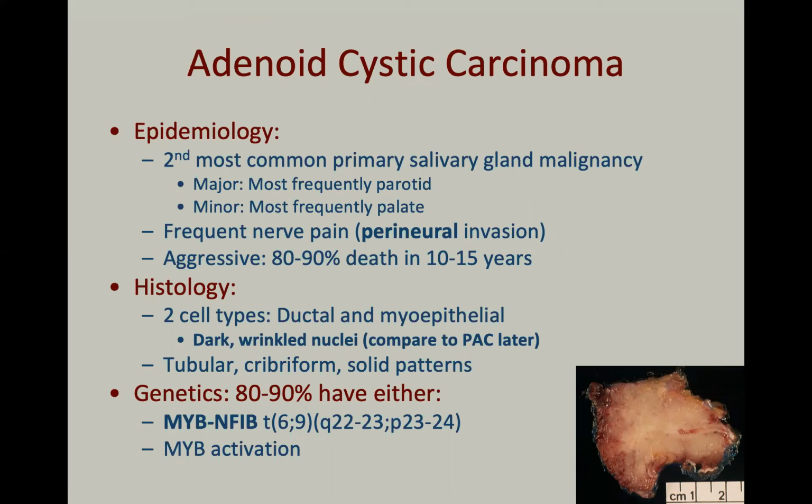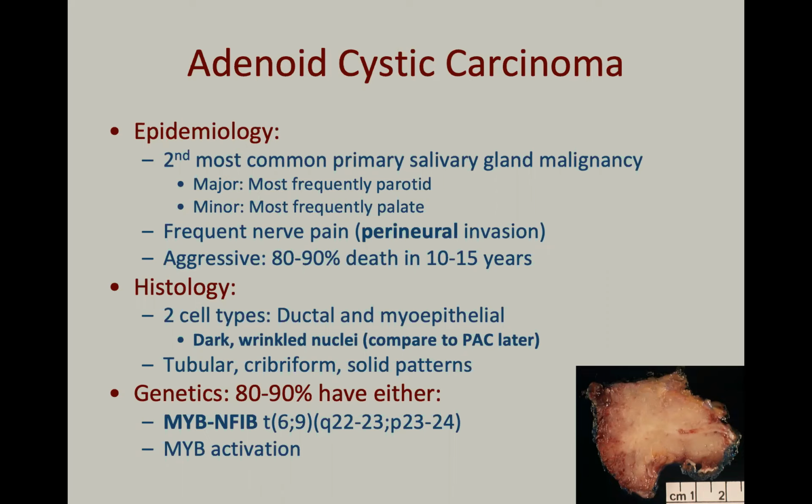Okay, adenoid cystic is the second most common salivary malignancy, either in the parotid or in the palate as the second most common site. These very frequently have perineural invasion, right? We know these patients have frequent pain, nerve pain. If you think about it, because these have frequent perineural invasion, they can be hard to resect because the tumor tracks along the nerves. It can track retrograde up into the base of skull. So these can be very challenging to treat.